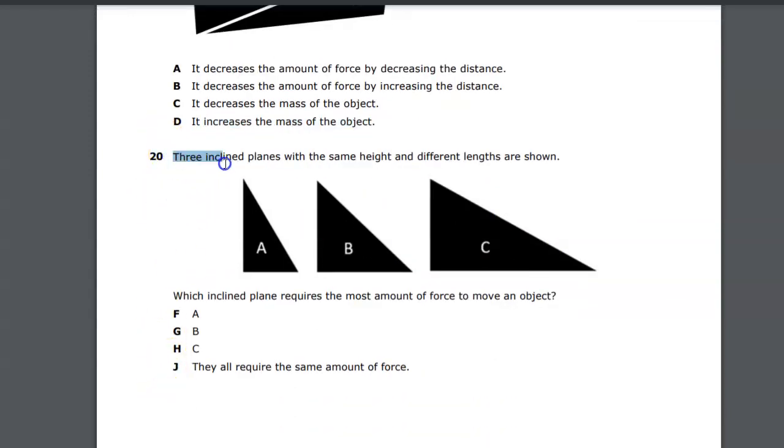Number 20. 3 inclined planes are the same height and have different lengths. And they're shown here. Same height, different lengths. Which inclined plane requires the most amount of force to move an object? Remember, which one would be the hardest to climb, and you would have to use the most force to climb? Is it ramp A, ramp B, ramp C, or do they all require the same amount of force?